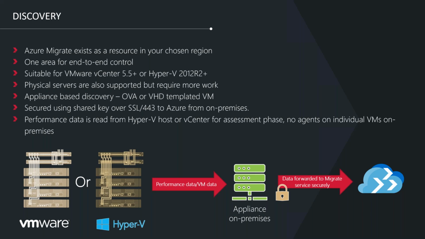And with Hyper-V, we're looking at Hyper-V 2012 R2 or higher. This does support VMM if you are using that with Hyper-V. Generally speaking, it's actually easier to bypass VMM if you are using it and just use the Hyper-V host itself, because what you're effectively doing is just looking at the host and the virtual machines that exist on that particular host. And from experience, it's just a bit easier than having to deal with VMM itself.